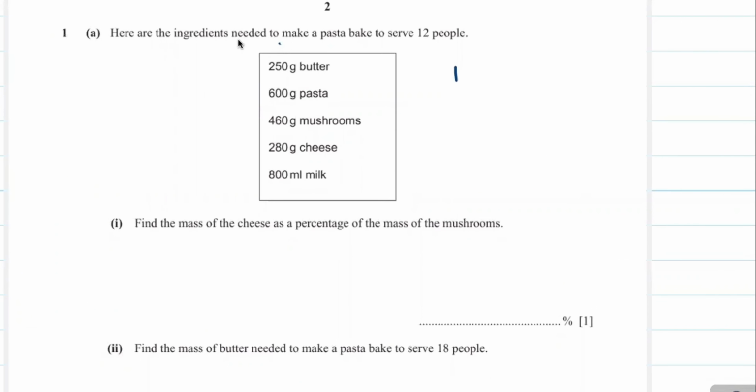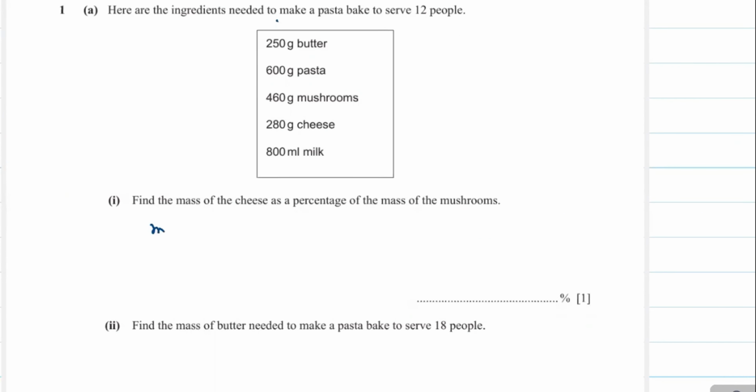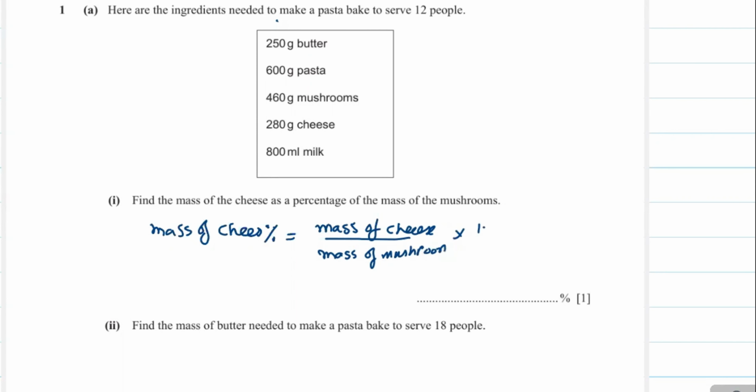Here are the ingredients needed to make a pasta bake to serve 12 people. Part 1: find the mass of cheese as a percentage of the mass of mushrooms. The percentage equals the mass of cheese divided by the mass of mushrooms, multiplied by 100. Now we put in the values: 280 grams divided by 460 grams, multiplied by 100.